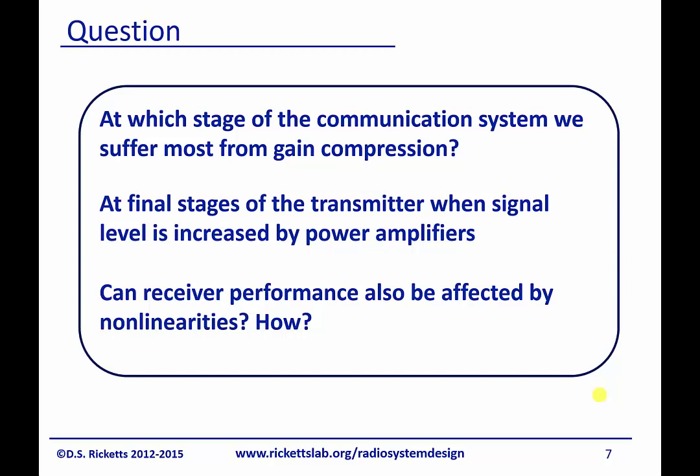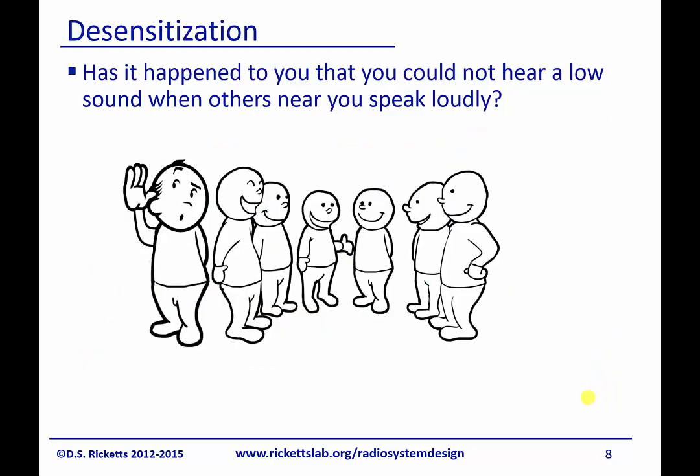And so the question is, if the transmitter is the area where we've seen gain compression the most, can the receiver performance also be affected by nonlinearities, and how? So we focused on gain compression in the transmitter because it's one of the dominant nonlinearities in the whole system, but can we find it in the receiver? Has it ever happened to you that you could not hear a low sound when others were speaking loudly next to you?